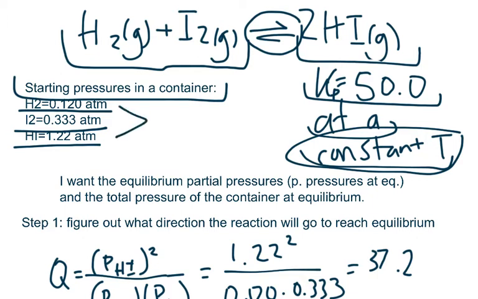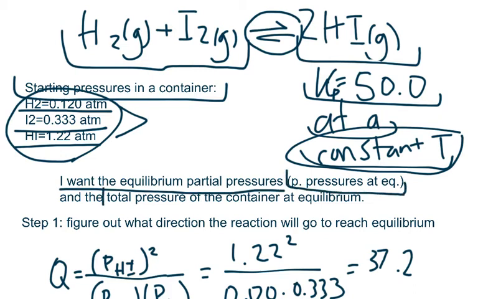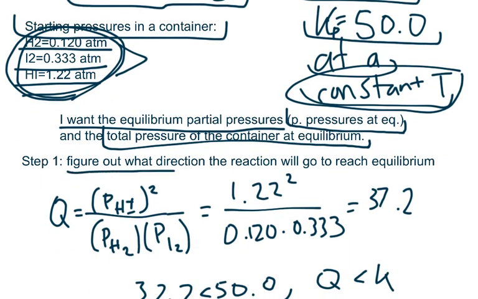These may or may not be at equilibrium, but in most cases, when I give you some pressures and I don't tell you if it's at equilibrium or not, it tends not to be at equilibrium. So I want the equilibrium partial pressures, or in other words, the pressures at equilibrium, as well as the total pressure of the container at equilibrium. These three pressures are most likely not at equilibrium, and we'll find out by calculating the Q, or the reaction quotient. So step 1, figure out what direction the reaction will go to reach equilibrium.